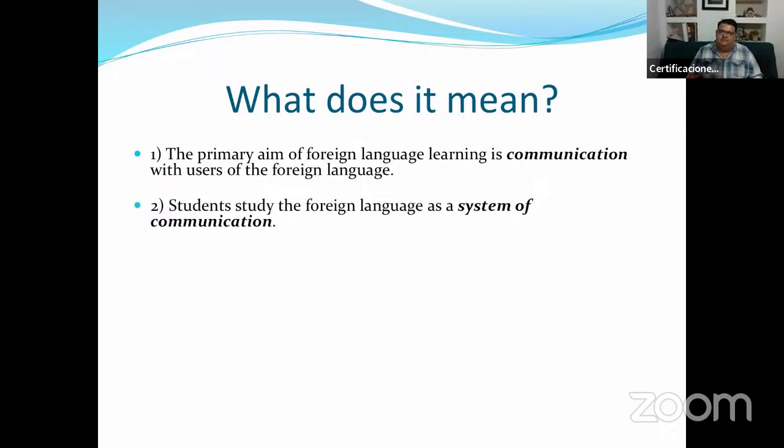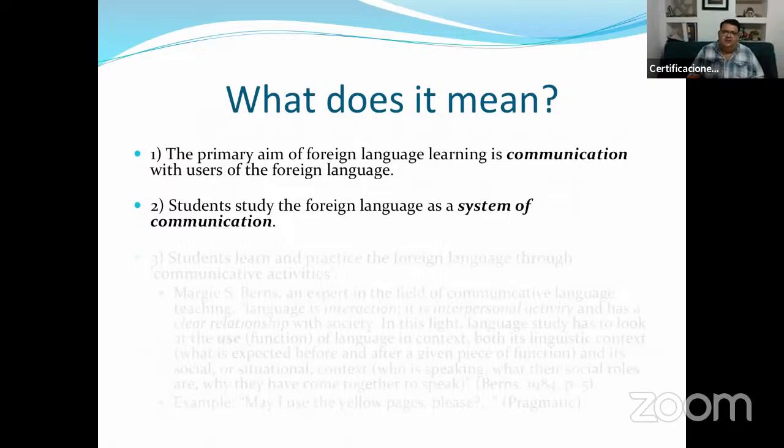Students study the foreign language as a system of communication. A system of communication. Check it out. System. What comes to your mind when I say the word system, Christina? Order, following rules, having a structure. Processes, structures, elements. Good.